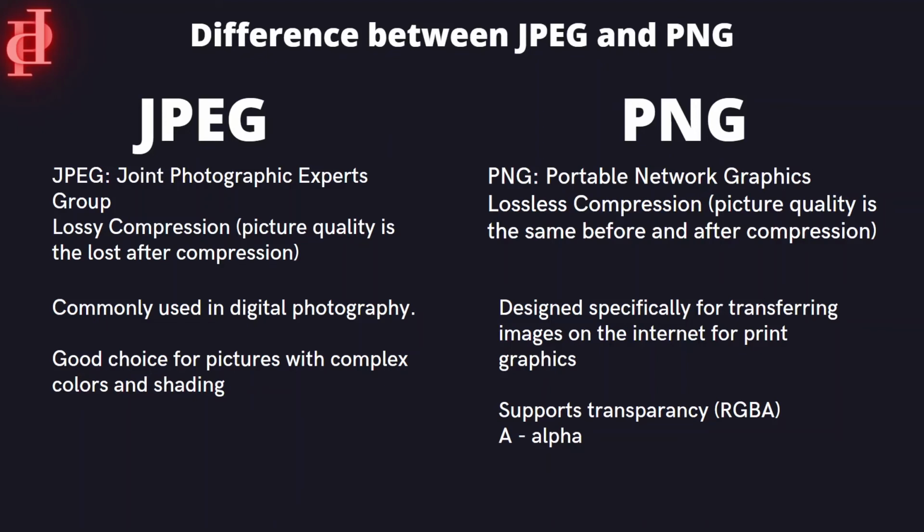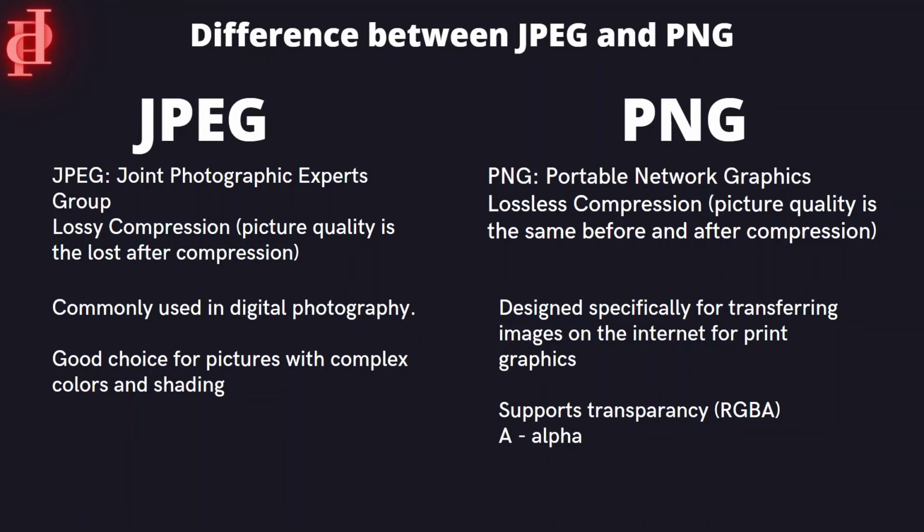JPEG is used for pictures with complex colors and shading, and PNG supports something called transparency, which is RGBA. A stands for alpha. We saw red, green, and blue over here, but PNG also has something called A, which stands for the intensity or alpha.